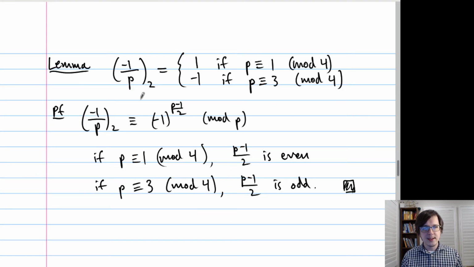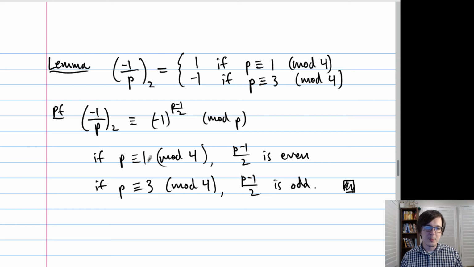Now for our favorite recurring problem, which is whether minus 1 is a square root mod p. Here's a lemma. The Legendre symbol is 1 if p is 1 mod 4, and otherwise it's minus 1. Using Euler's criterion, we can calculate that the Legendre symbol is congruent to, and actually equal to, minus 1 to the power of (p minus 1) over 2. And minus 1 to the power of something is easy to compute. But we can just look at the cases.